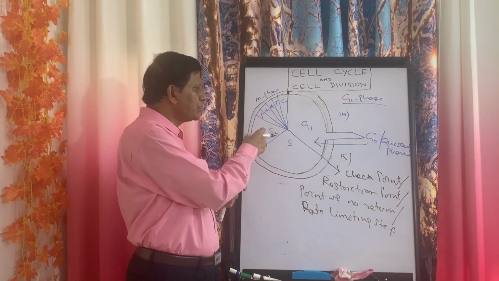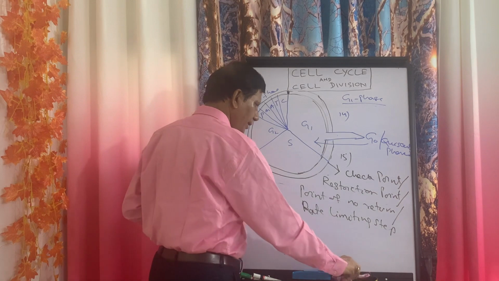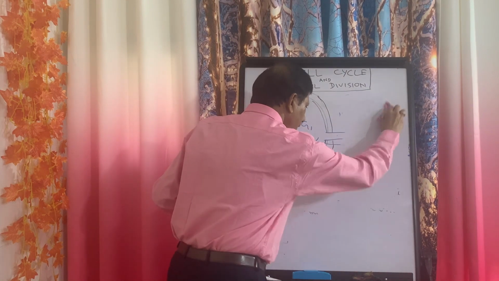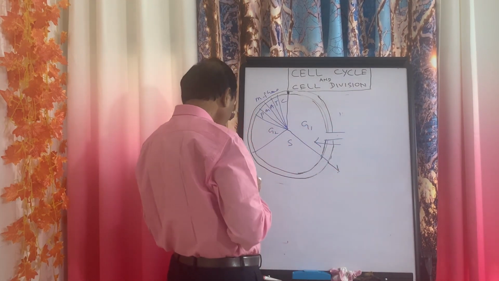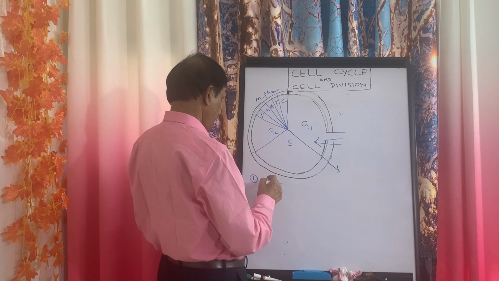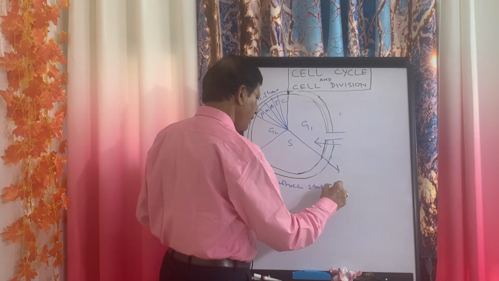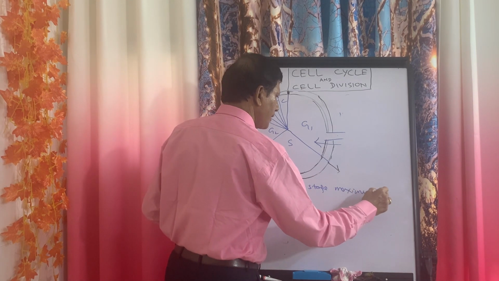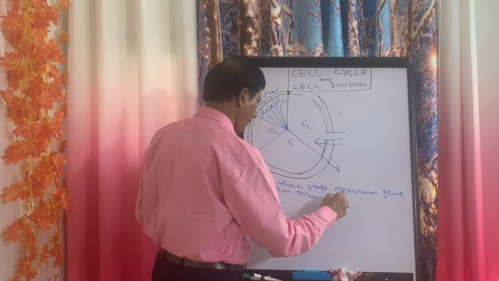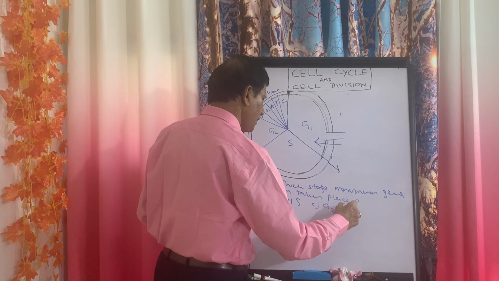Now, what is happening in the next two stages we'll discuss in the next video, but here I will give you questions. One question you can write. At which stage does maximum gene action take place? A choice G1, B choice S, C choice G2, D choice M phase.